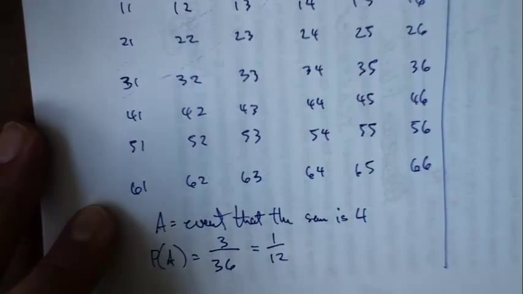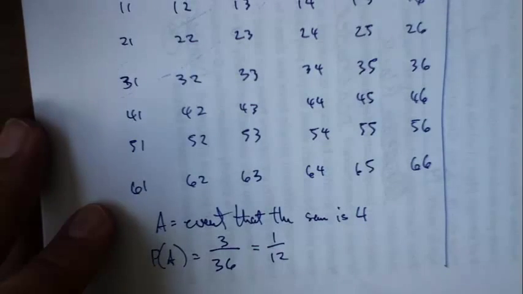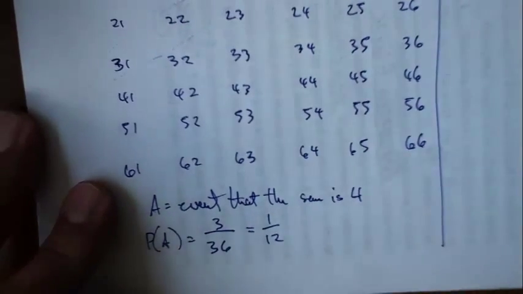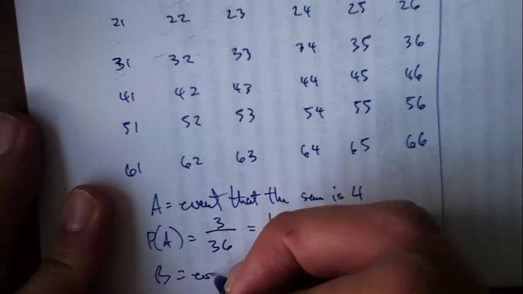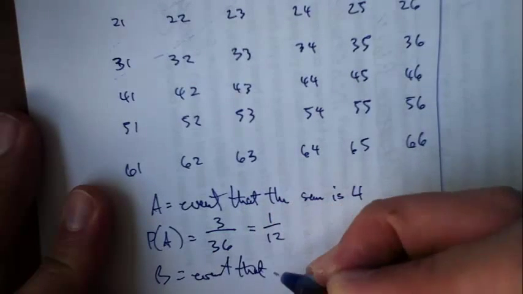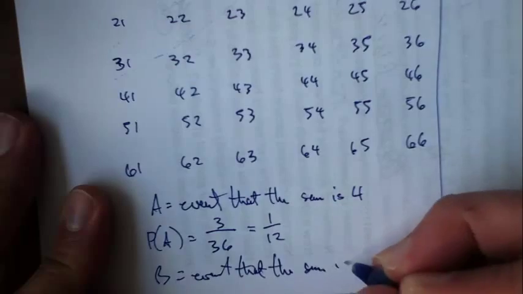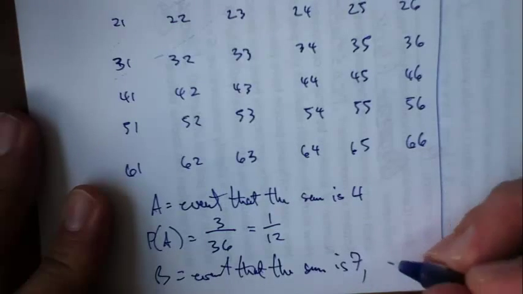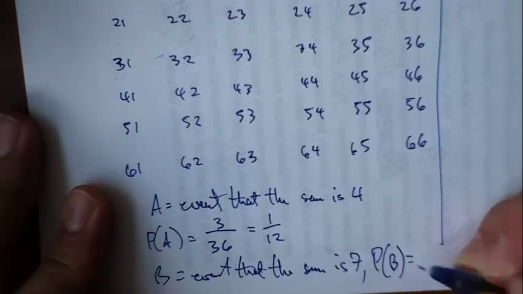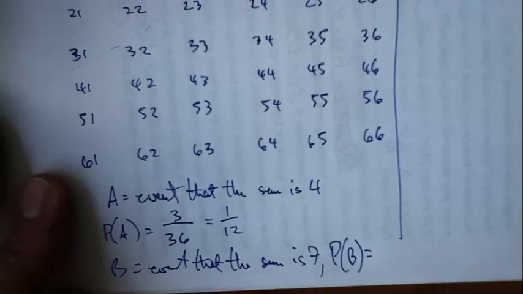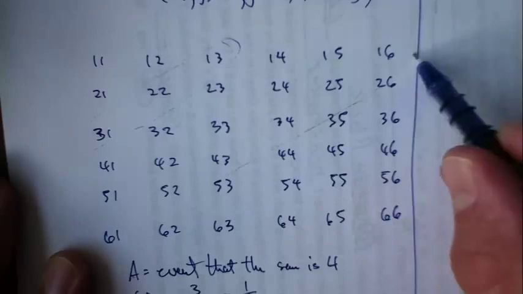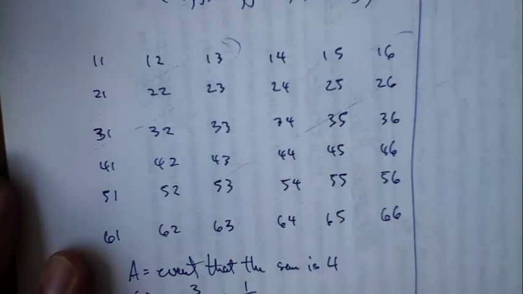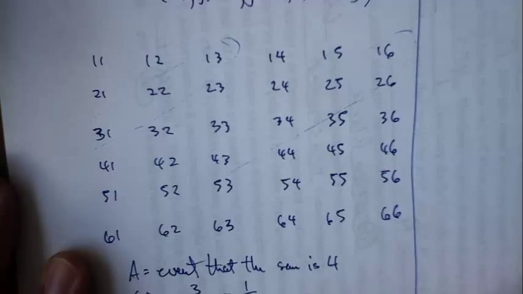Okay. What about the event that the sum is 7? If B is the event that the sum is 7, then the probability of B is, well, how many ways can you get a sum of 7? There's 7 ways to get a sum of 7, right? They occur right along there. Sorry, not 7. 6. 6 ways to get a sum of 7 out of 36. Or 1/6. Okay?